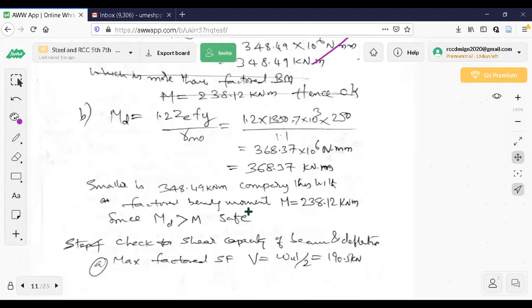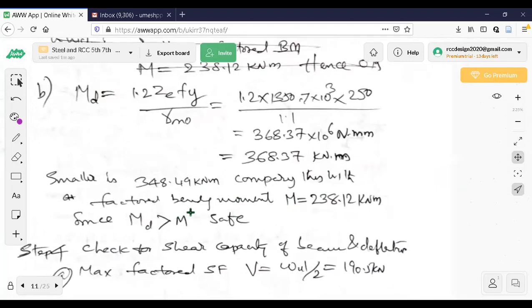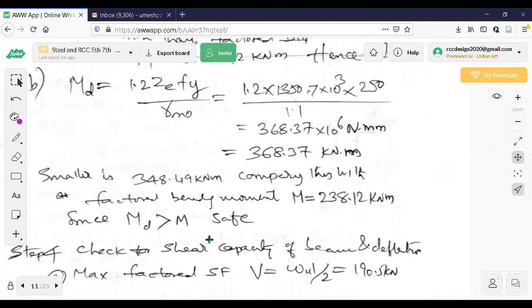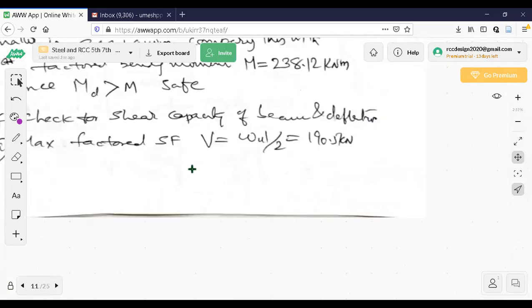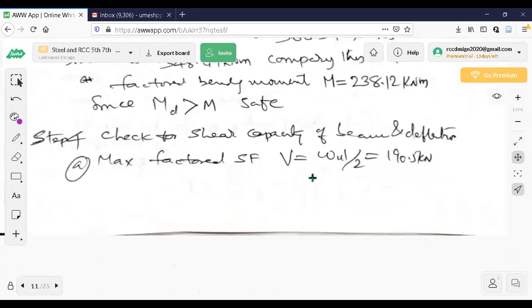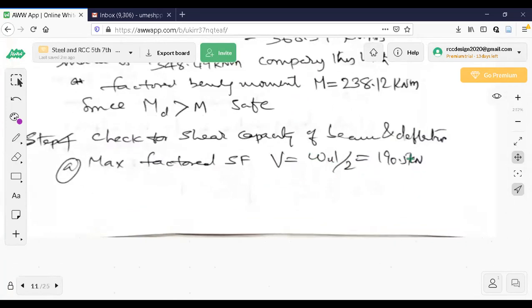Here it is not happening like that. The smaller is 348. Comparing this with the factored bending moment, which is 238. Since the moment of resistance is higher than the bending moment, the section is safe. Okay. Now check for shear capacity of the beam and for deflection. Factored shear force is calculated as WL by 2. Simply W into L by 2, 190.5.